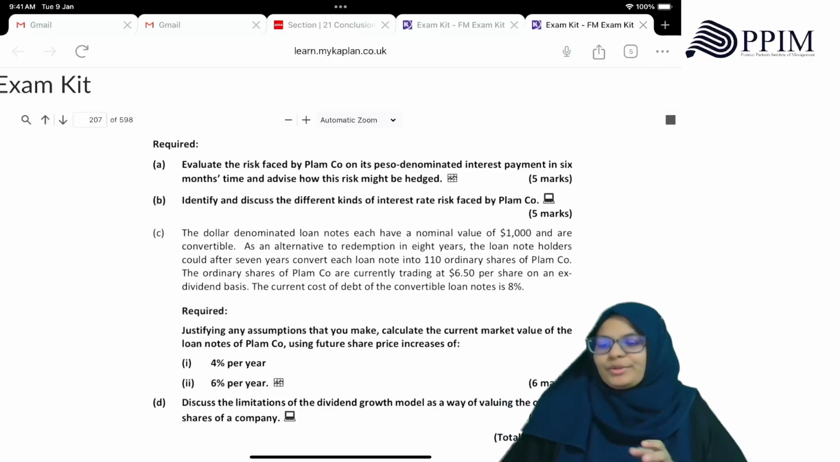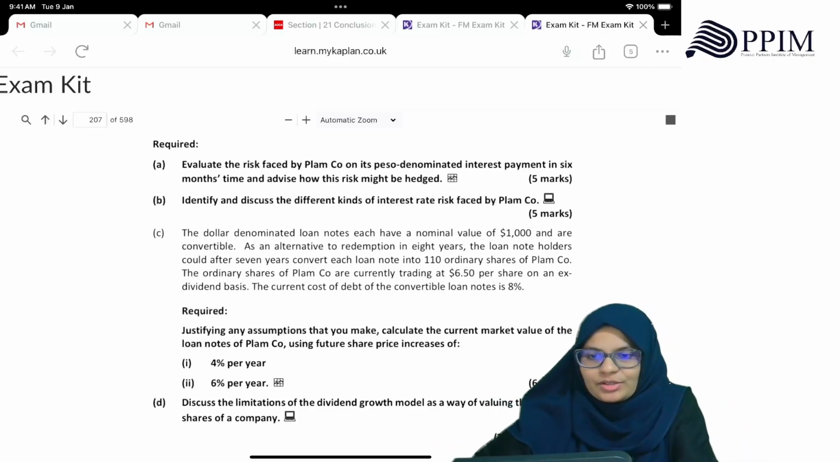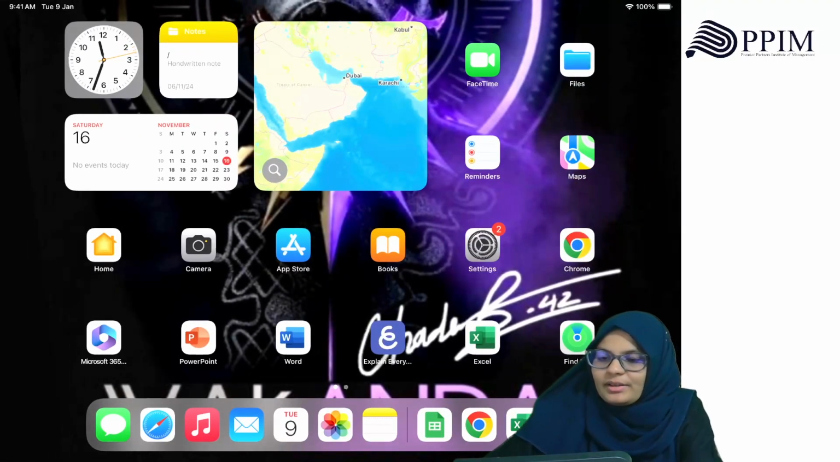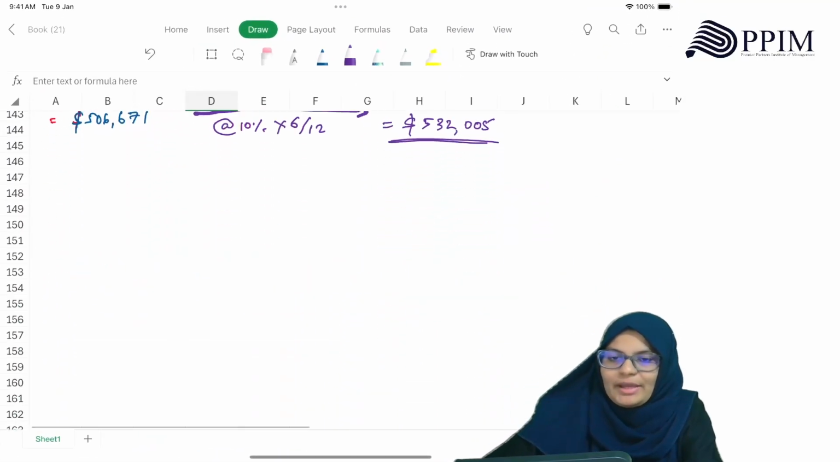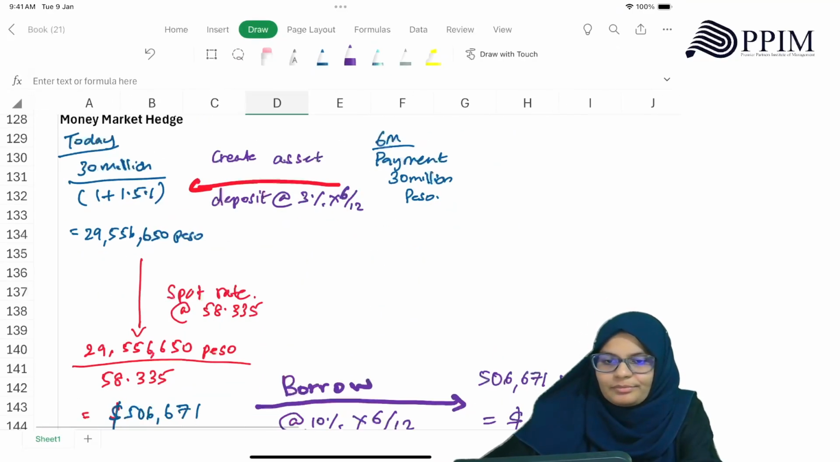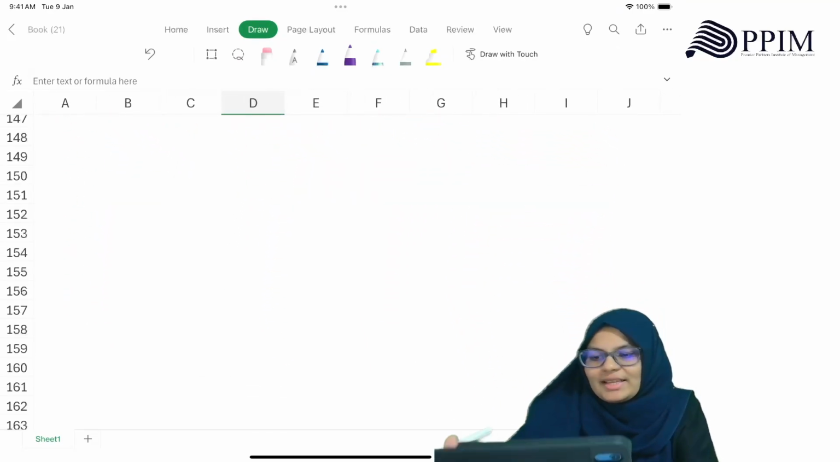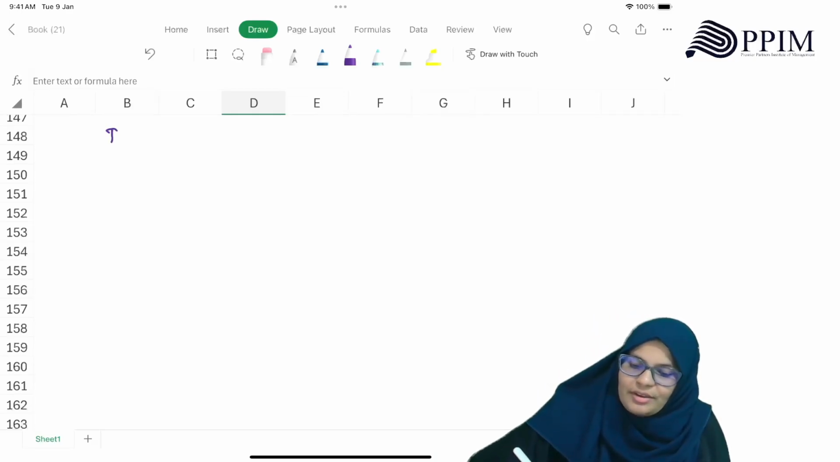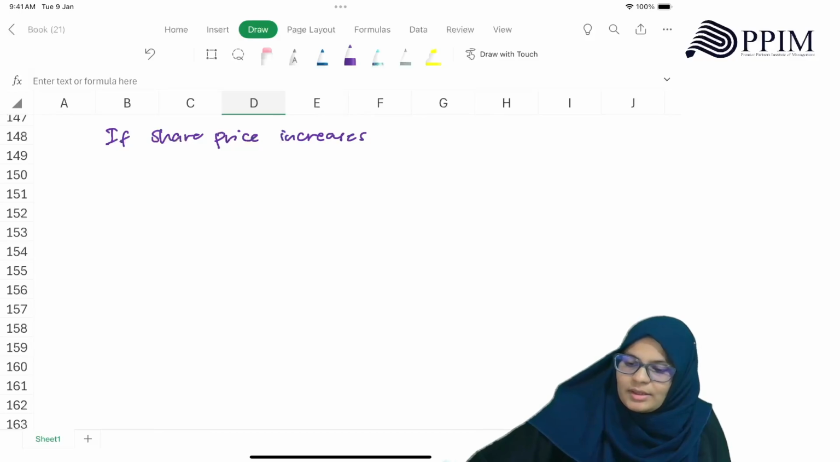So now I have to decide the market price of these convertible loan notes if the share price increased by 4% per year. Now, if it is convertible, the first decision I have to make is, am I going to convert? Am I going to redeem? For me to decide that, I should know the value of the conversion, right? So if share price increases by 4%, what's going to happen?